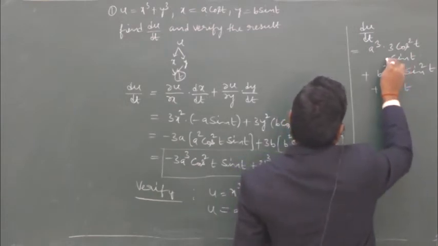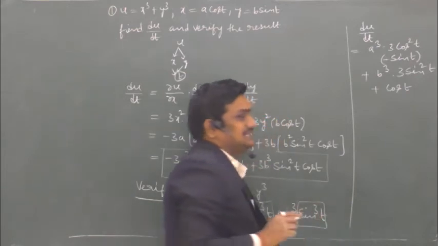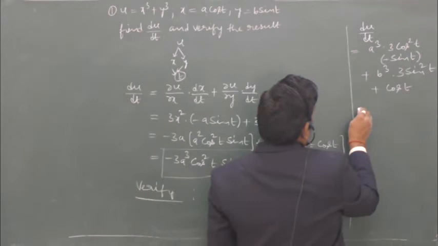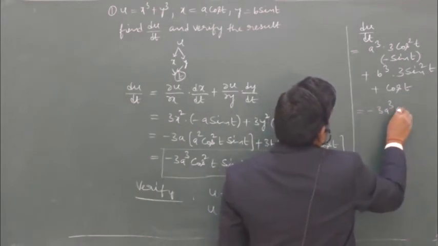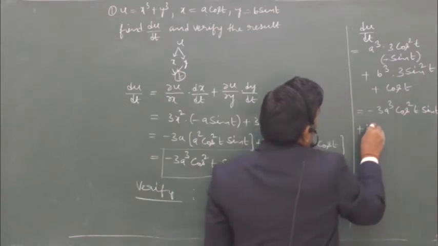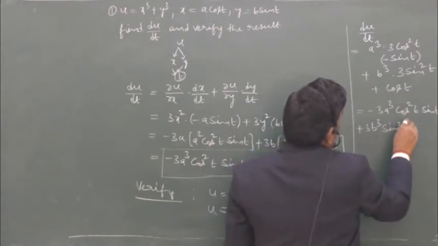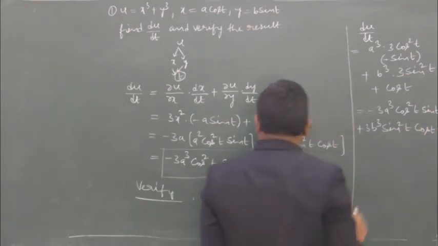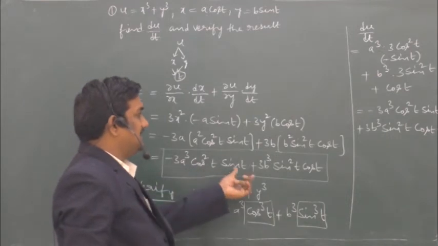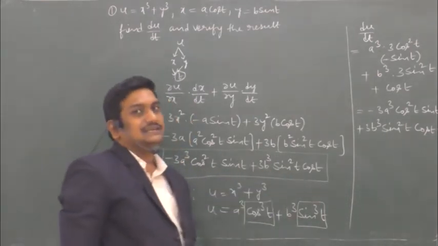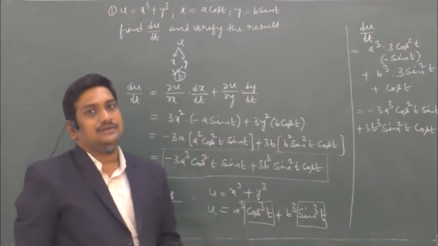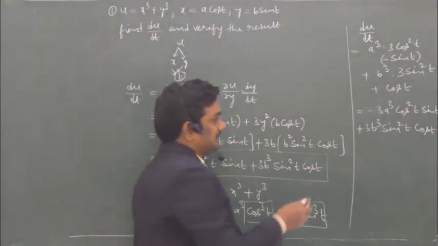Okay, so here the derivative of cos t is minus sin t, not plus sin t. So it is minus 3a cube cos square t sin t plus 3b cube sin square t cos t. The previous answer is also minus 3a cube cos square t sin t plus 3b cube sin square t cos t. Hence, by applying the chain rule and by doing it directly, we got the same answer. Hence, it is verified.